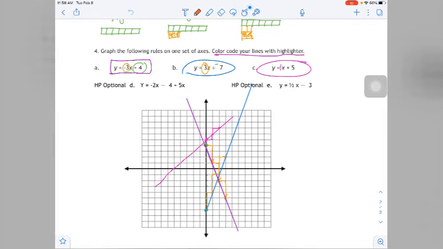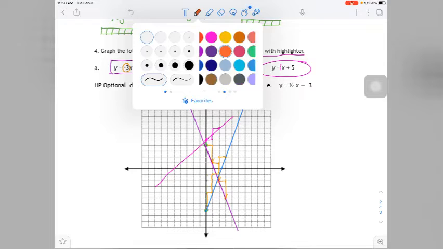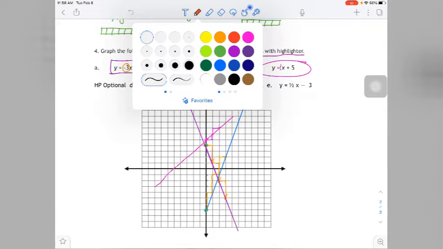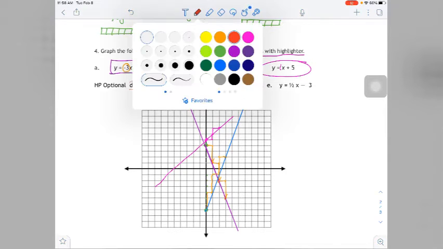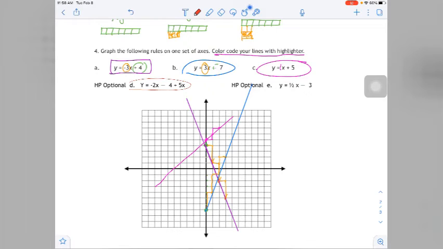All right, so the highly proficient ones for this, these were things that we didn't talk about in class, but I thought you guys would have the prior knowledge to put something together to see if you could figure out how to do these. So let's see, I guess I'll go with red for this one. For D, we're going to do red. Oh, it looks like I need to change my pen ink here. D is going to be red.